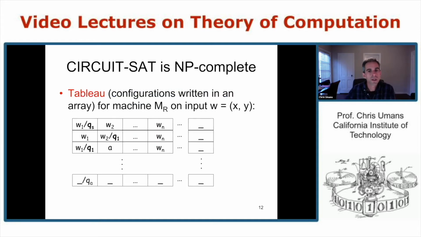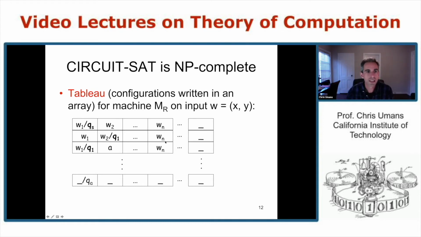And to do that, we're going to use something called the Turing machine Tableau. Now, I'm not sure if in an earlier lecture you would have covered this, so I'll just tell you what it is here. I hope that you do know, however, what a configuration of a Turing machine is. A configuration is sort of an instantaneous description of the Turing machine. It has the contents of the tape, the position of the head, and the state.